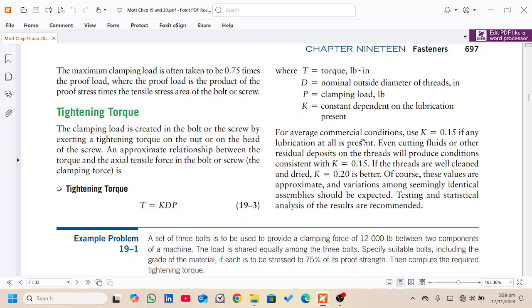So if you have different lubrication, then the value of K will be different. For every commercial condition, use K is equal to 0.15 if any lubricant at all is present. Even cutting fluid or other residual deposit on the threads will produce a condition consistent with K is equal to 0.15. If the threads are well cleaned and dried, then we have to use K is equal to 0.2. Of course, these values are approximate and variation among seemingly identical assemblies should be expected. Testing and statistical analysis of the result are recommended.